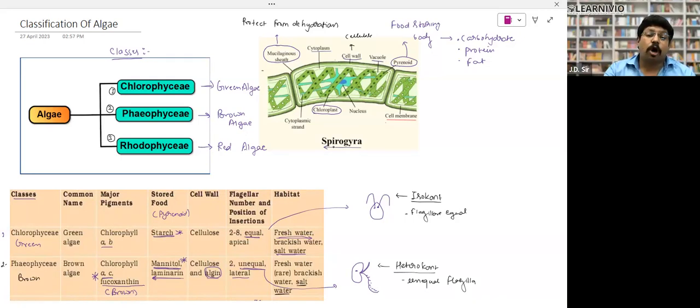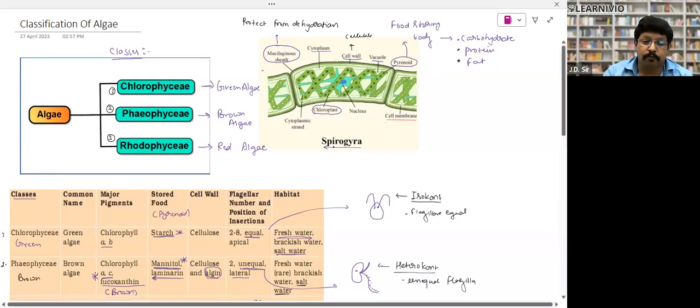Yes, sir. The pyrenoids are food storing bodies. They store carbohydrate, protein, or fat, right? So pyrenoids may be made up of carbohydrate, may be made up of protein, may be made up of fat. Is it clear? Yes, sir.